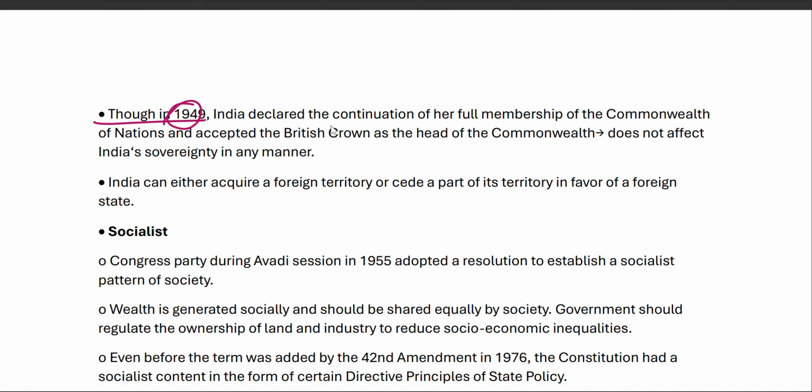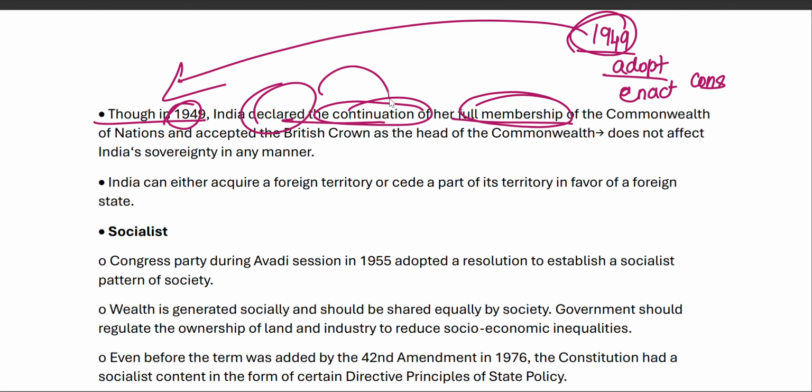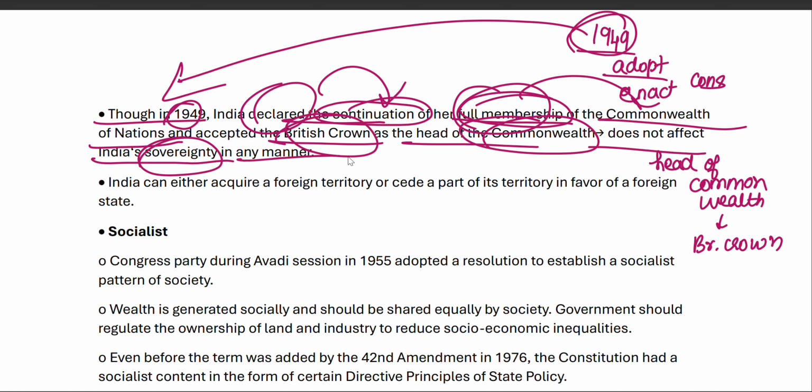Now, in 1949, when we adopt, enact, and give to ourselves the Constitution, at the same time we declared our continuation of full membership of the Commonwealth of Nations and accepted the British Crown as the head of the Commonwealth. So, the head of the Commonwealth is the British Crown, and it does not affect India's sovereignty in any manner.